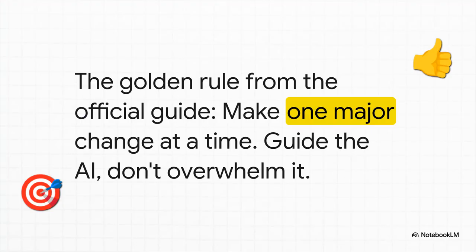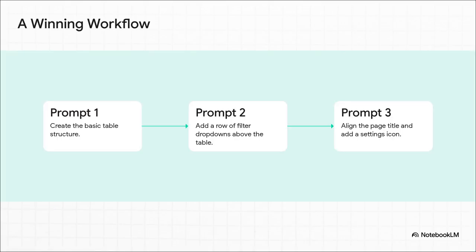This is it. This is the golden rule, straight from the official prompt guide. Make one major change at a time. You have to stop thinking of the AI as some kind of magician and start thinking of it as a design partner. You give it one clear instruction, you see what it does, and then you give it the next one. It's a dance.